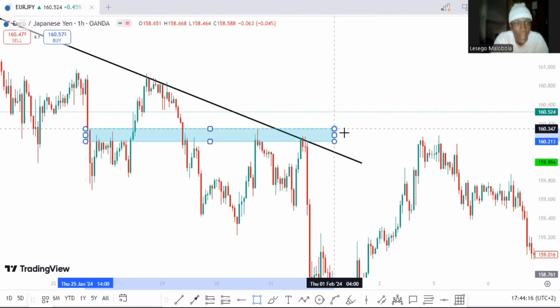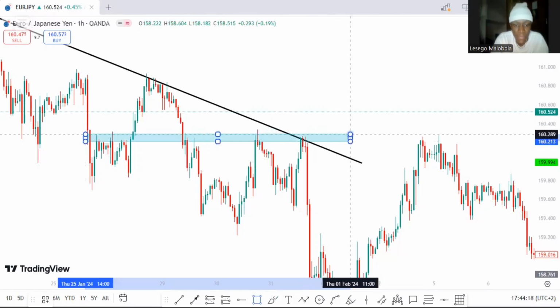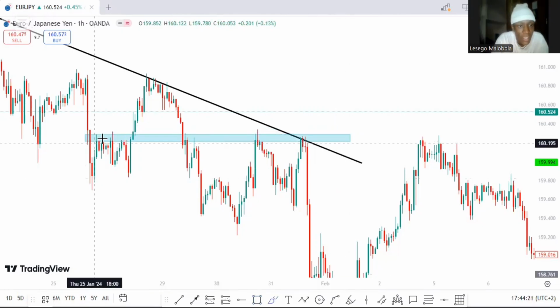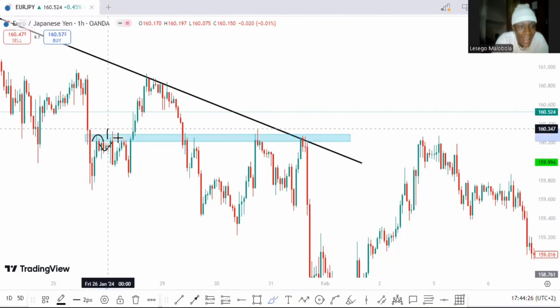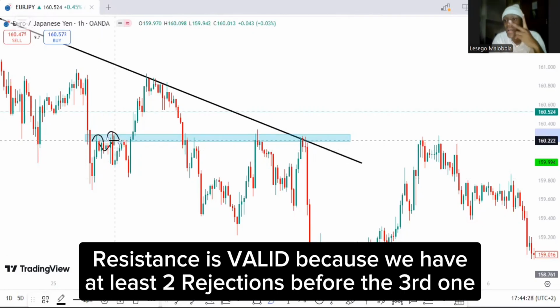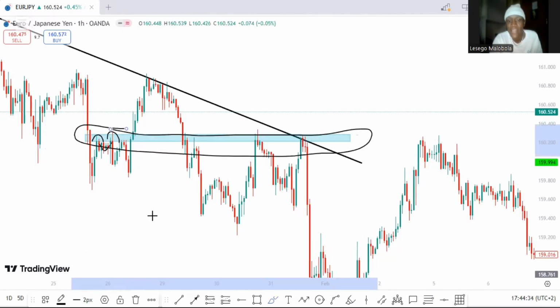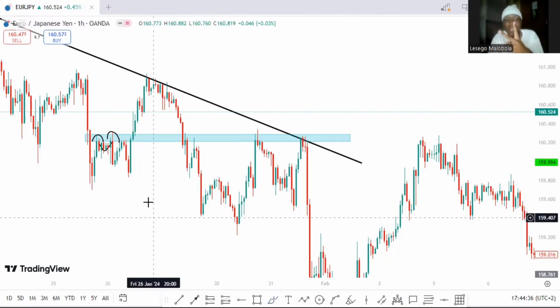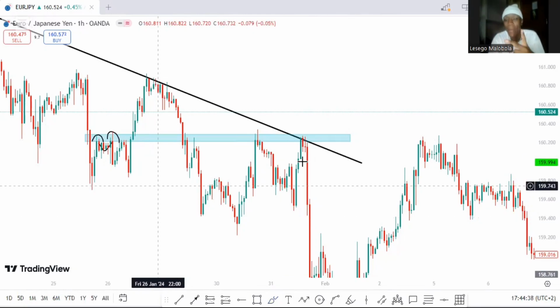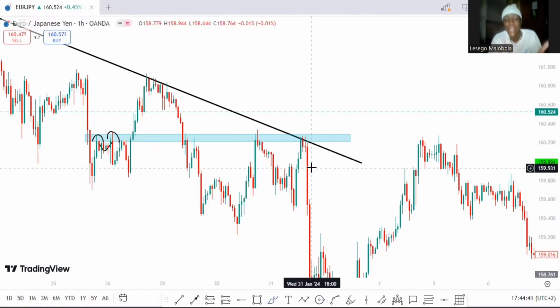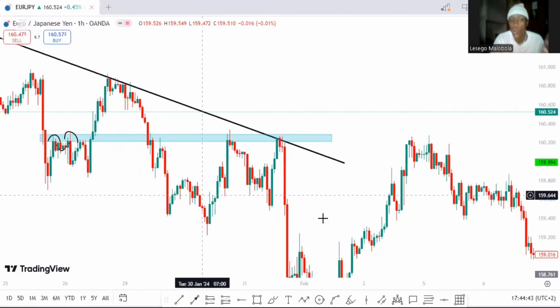You understand me? Why do I say that? I say that simply because we can see that price here rejected once, went to the downside right over here, came back again, rejected again. So we have 2 rejections, which confirms that this resistance is currently valid. You understand me? So currently we have 2 confirmations that, okay, we might actually be interested in taking this selling opportunity.